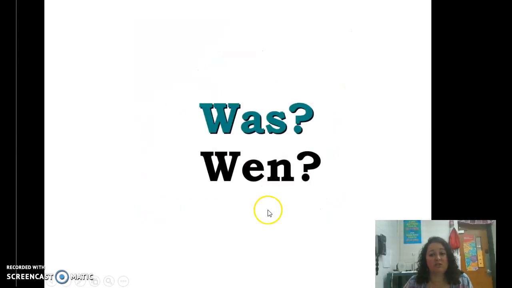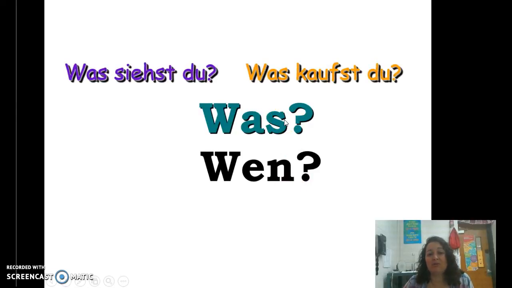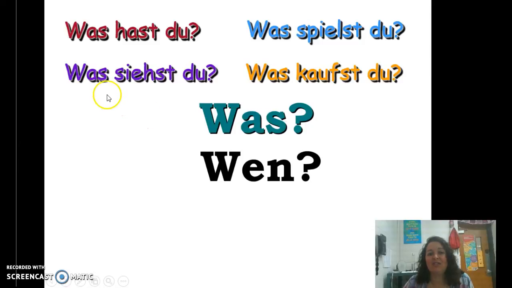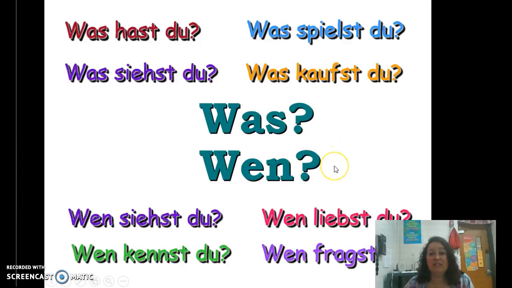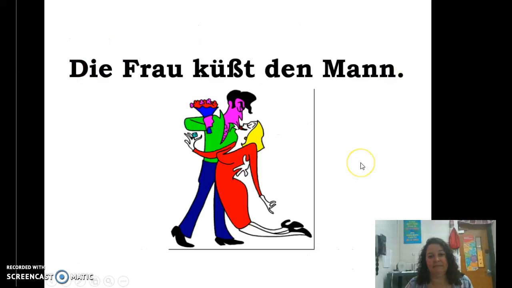Wen is a question word meaning whom, refers to a person. Was means what. So if you're talking about a thing, you're going to use was. It doesn't change. But if you're talking about a person, and it's not the subject, wen siehst du? Whom do you see? So you're doing the seeing. We don't know who that is. We use whom properly in English, or wen in German. So if you see wen, it's just wer, but it's not the subject.